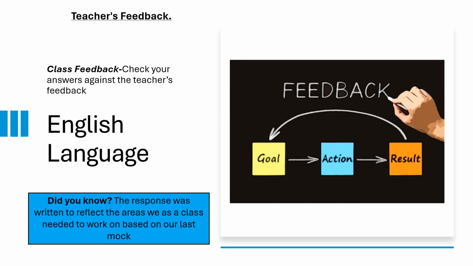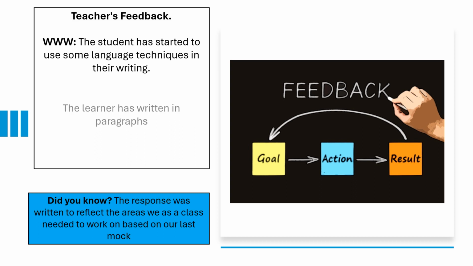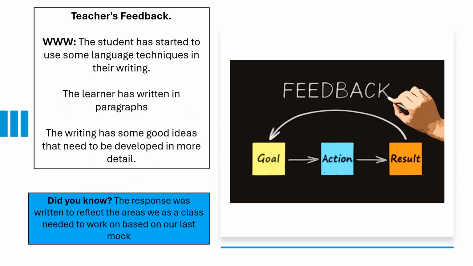Class feedback. Check your answers against the teacher's ideas. So first things then, we're going to start off with the positive things. So what went well? The student has started to use some language techniques in their writing. The learner has written in paragraphs. The writing has some good ideas that need to be developed in more detail.